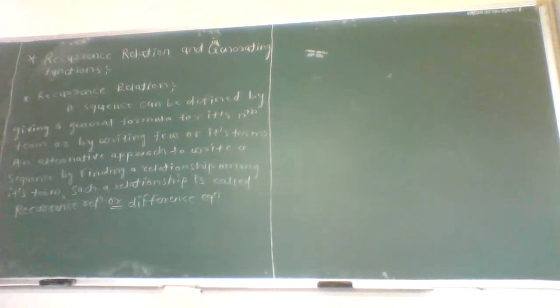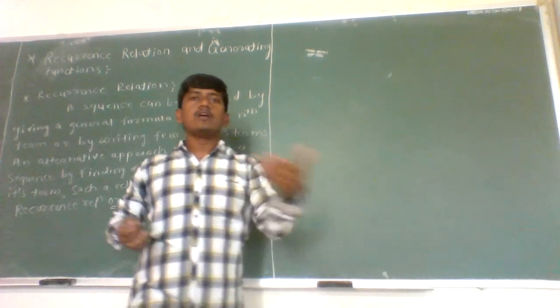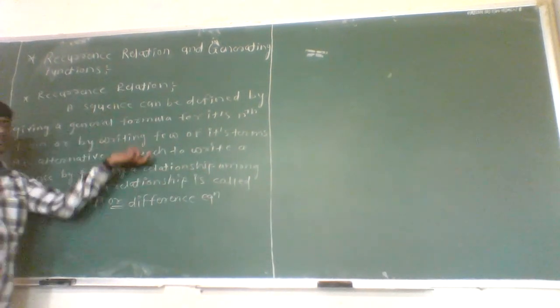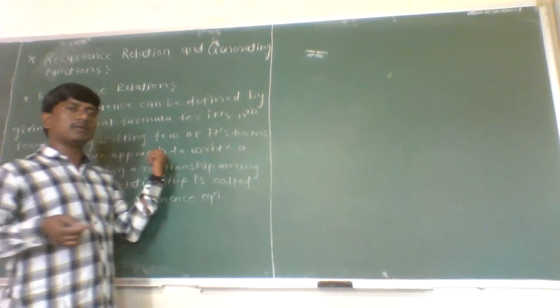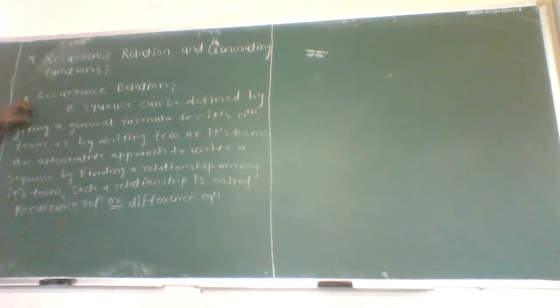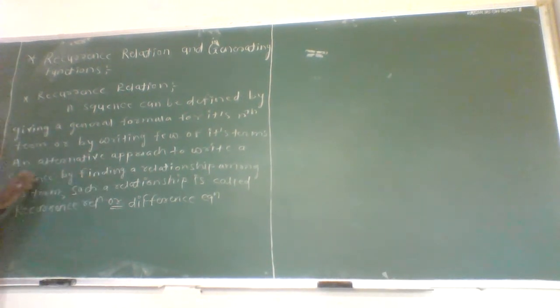So what is a recurrence relation? A sequence can be defined by giving a general formula for its nth term or by writing a few of its terms. For example, if we are given the recurrence relation a_n equals a_(n-1) plus 2, then we must have given at least one of its previous terms, that is a1 or a0. Therefore, an alternative approach to write a sequence is by finding a relationship among its previous terms. Such a relationship is called a recurrence relation. Let us see by example.